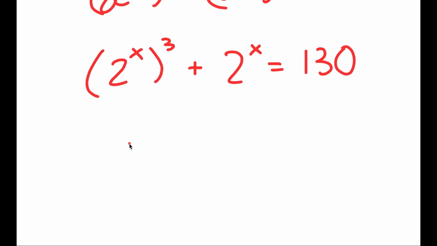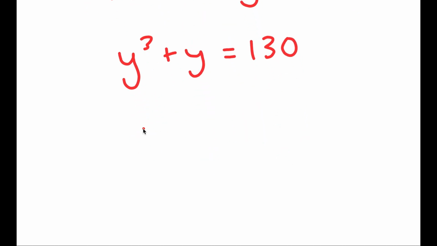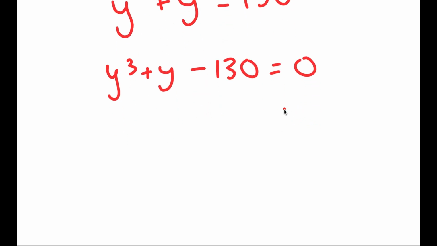Now from here, I'm going to let 2 to the power of x equal to the variable y. So now I can substitute in y for 2 to the power of x, and I get y to the power of 3 plus y is equal to 130. So this means that y to the power of 3 plus y minus 130 is equal to 0.